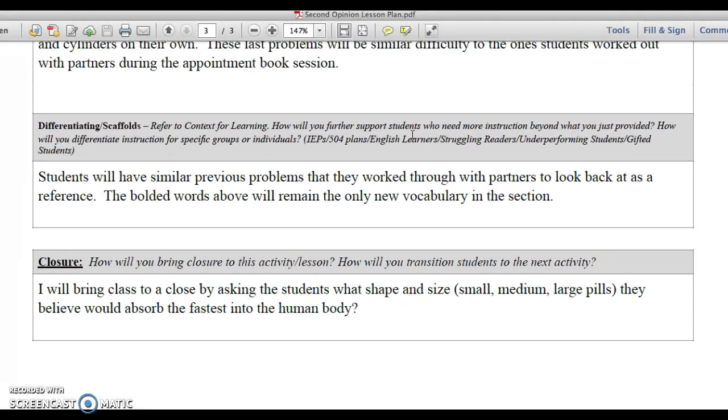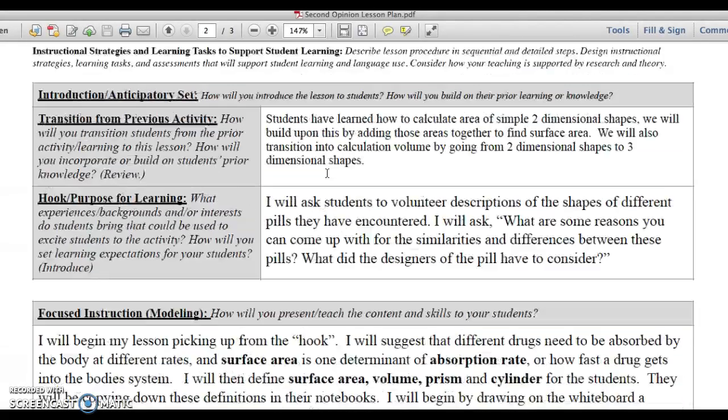Then I'm going to bring the class to an end by asking students what shapes and size they think would absorb fastest in the human body. This will lead into the next lesson where we actually start analyzing what would cause a pill to absorb faster or slower, and the differences between the pills and which one will be most effective and for what reasons.